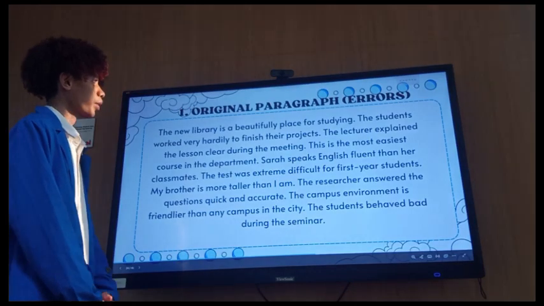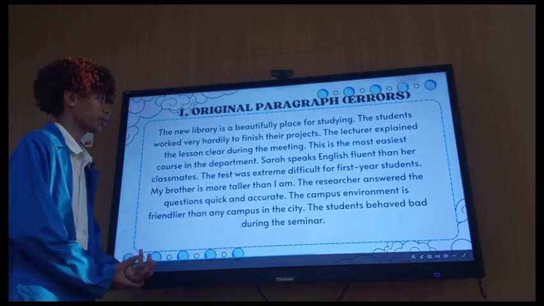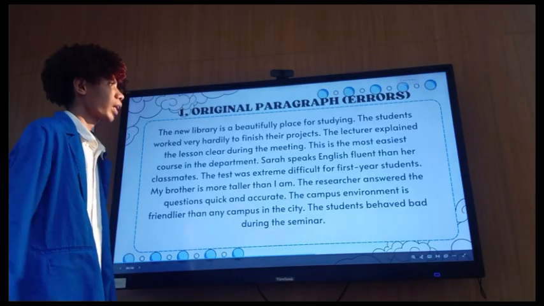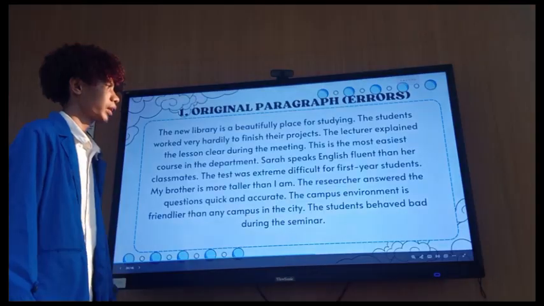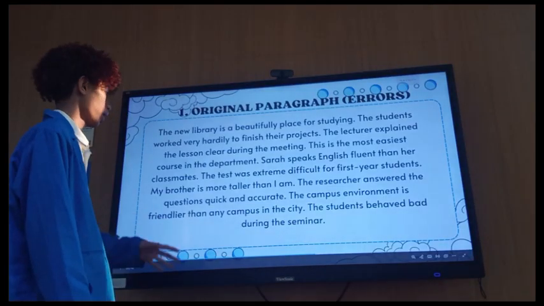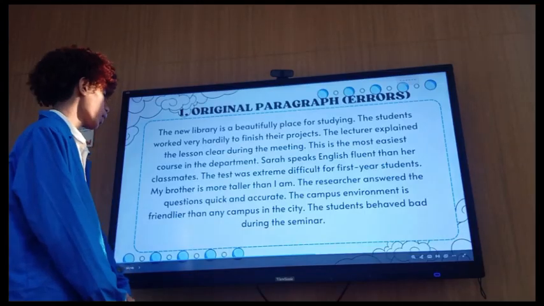The new library is a beautiful place for studying. The students works very hardly to finish their project. The lecturer explained it. The lesson clear during the meetings. This is the most efficient course in the department. Such speaker English fluent that here classmates.